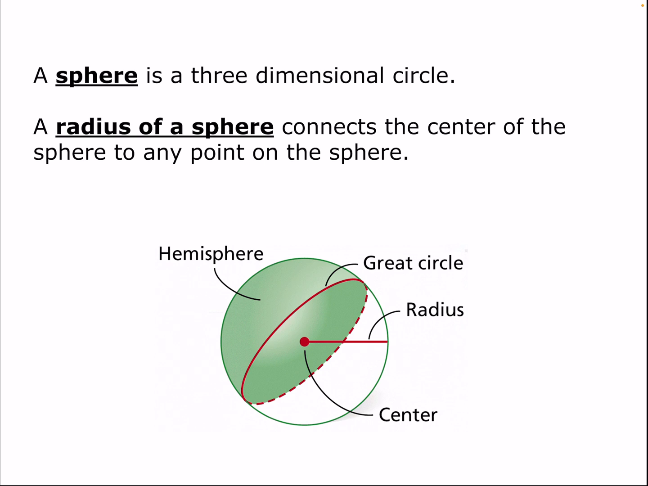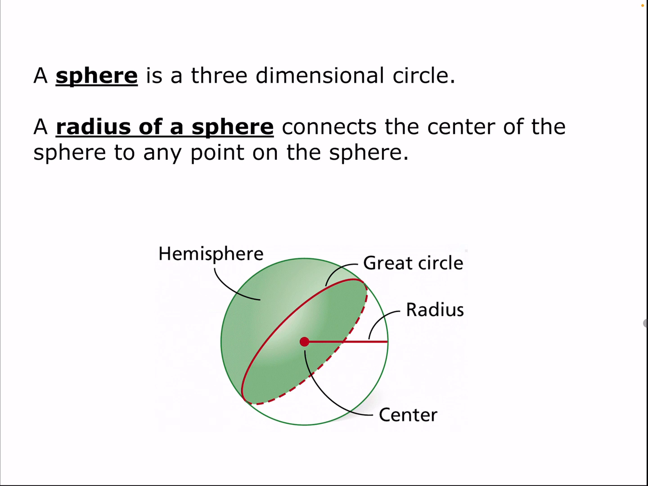The radius of a sphere connects the center of the sphere, which is right here, to any point on the sphere. It could go from the center to here, to here, to here. It doesn't matter as long as it touches some point on this green circle and goes to the center. Okay.